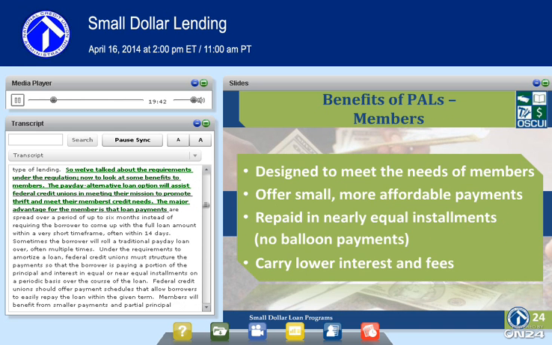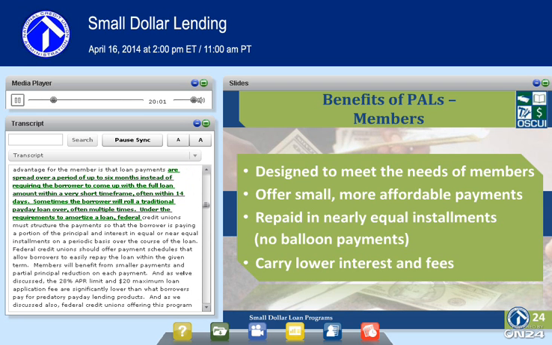So we've talked about the requirements under the regulation. Now to look at some benefits to members. The Payday Alternative Loan option will assist federal credit unions in meeting their mission to promote thrift and meet their members' credit needs. The major advantage for the member is that loan payments are spread over a period of up to 6 months instead of requiring the borrower to come up with the full loan amount within a very short time frame, often within 14 days. Sometimes the borrower will roll a traditional payday loan over, often multiple times.